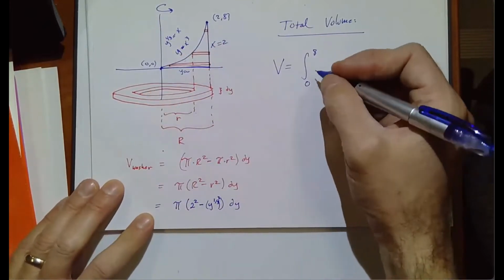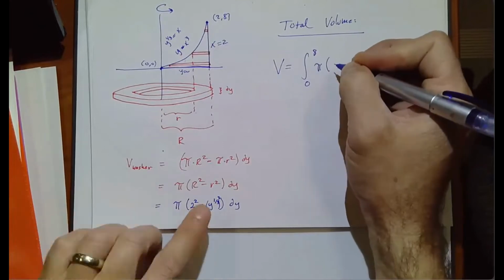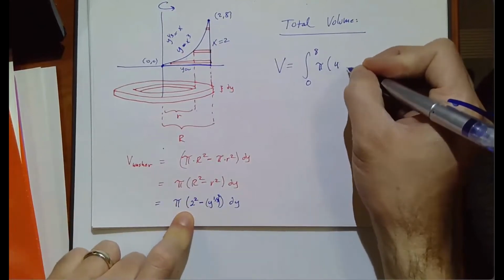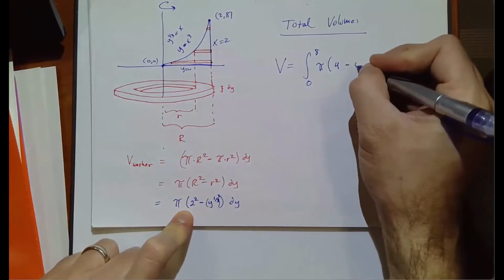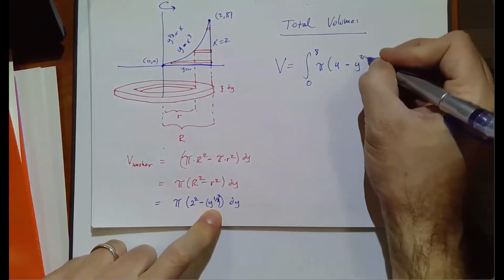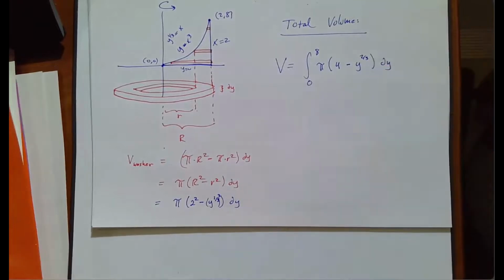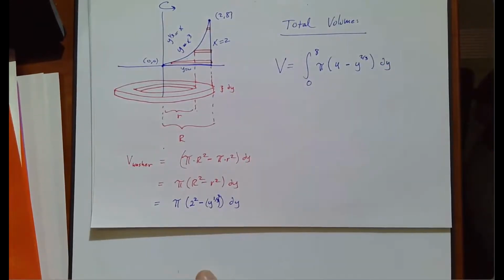And then it's just going to be pi times the outer function squared, which I wrote as 4, even though I should have written 2 squared, minus y to the 1/3 squared, which is y to the 2/3. And then we integrate. Usually with these problems, the setup is often more of the challenge. Integrating is still not always super easy, but setting it up is the hard part.